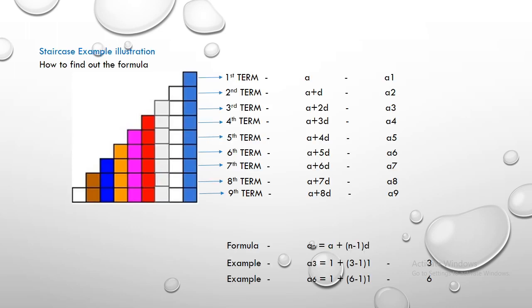Here we'll take one example: a staircase illustration, to find out the formula. See, here we have 9 rows. It is a staircase, and here we can find 9 rows. The first row we call the first term and the notation is A. Similarly, the first term we call A1, the second term A2, and like that, the ninth row or ninth term we call A9.